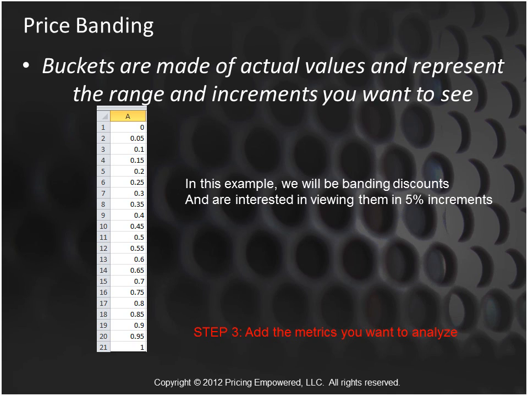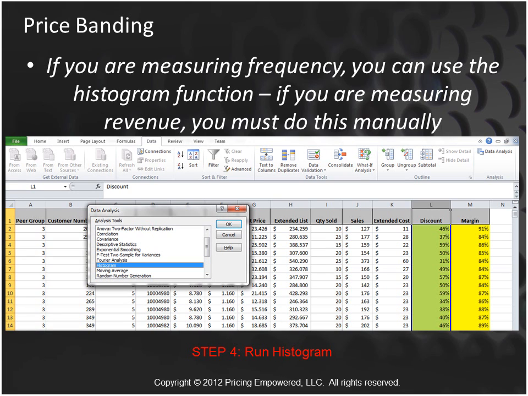This may be a typical bucket view for discount and perhaps margin. However, in price, these buckets would be in dollars and cents. For a large priced item, you might want to substitute the 0.05 increments for $1 or even $10 increments. Once you have added the buckets on a separate tab, you are ready to run a histogram.